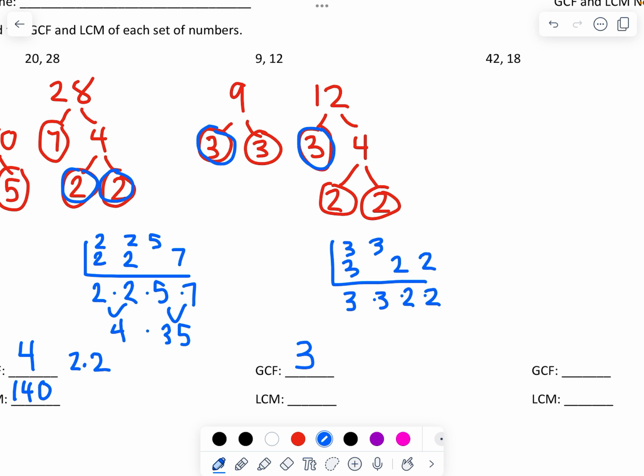And then we multiply. So 3 times 3 is 9, 2 times 2 is 4, so we get 9 times 4, which is 36. And that would be our LCM.